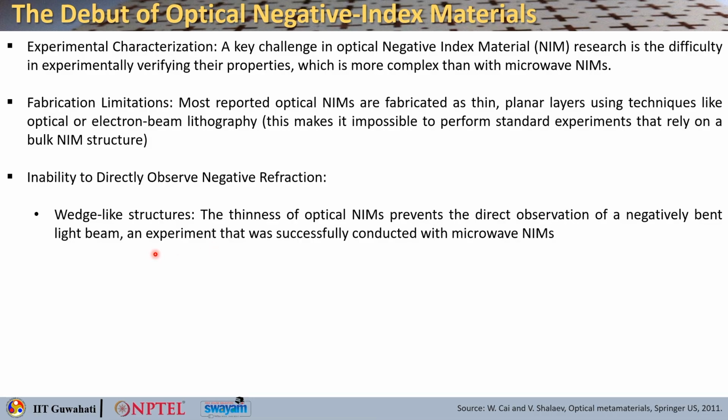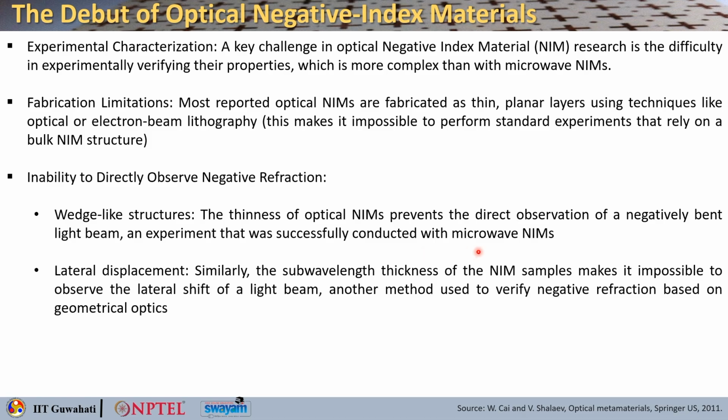So, you can think of some wedge-like structure. So, here the thinness of the optical NIMs prevents the direct observation of a negatively bent light beam. That was an experiment which was successfully conducted in microwave NIMs, but not in the optical domain. Next is the lateral displacement. If you think similarly, the sub-wavelength thickness of these NIM samples will make it impossible to observe any lateral shift of the light beam. This was another method used to verify the negative refraction based on geometrical optics.